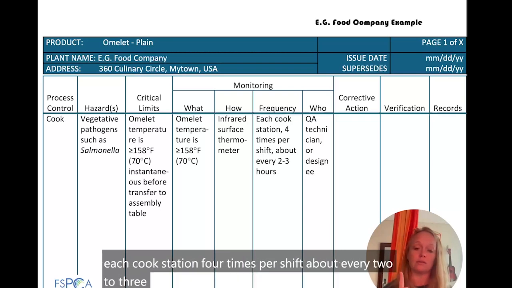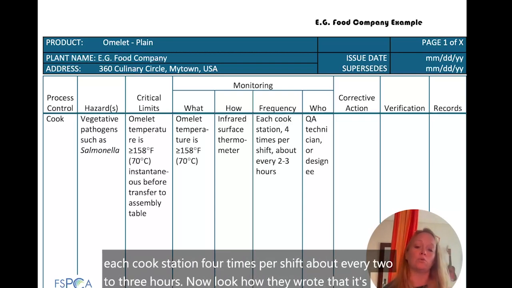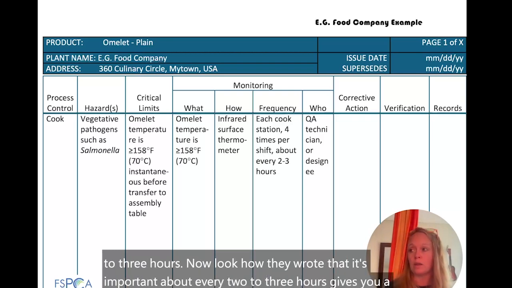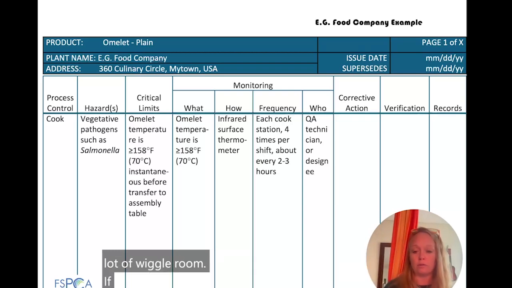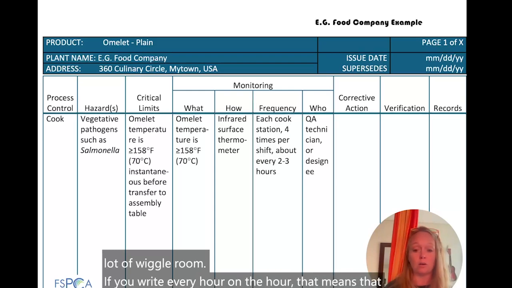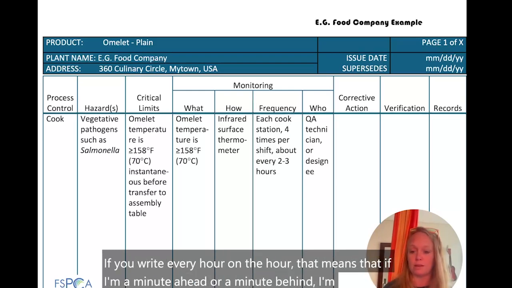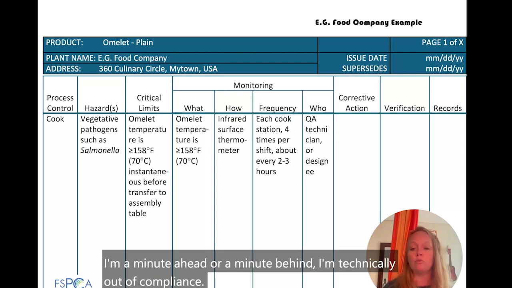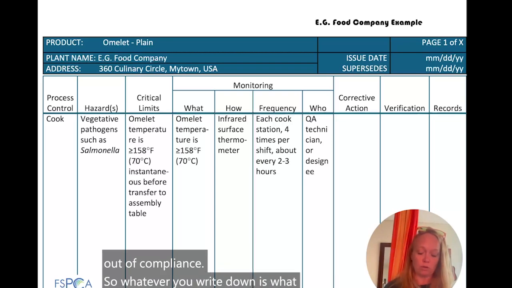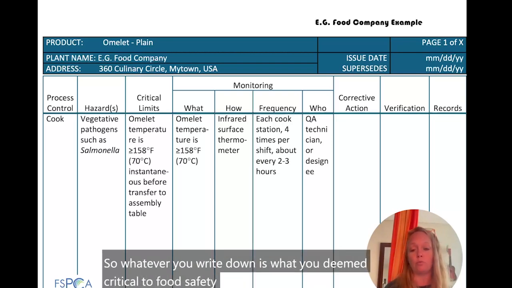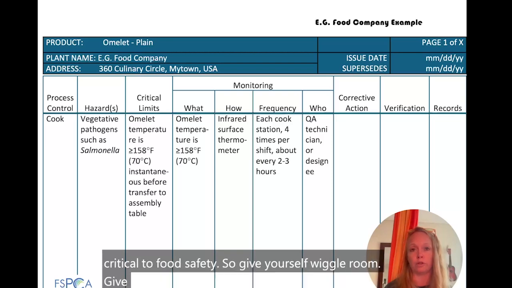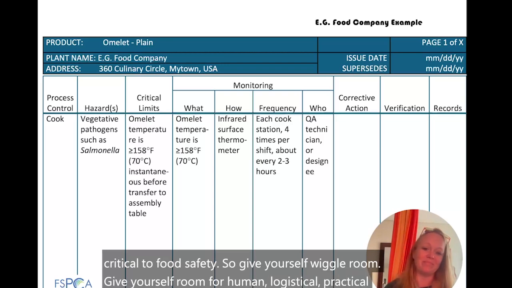Now look how they wrote that. It's important. About every 2 to 3 hours gives you a lot of wiggle room. If you write every hour on the hour, that means that if I'm a minute ahead or a minute behind, I'm technically out of compliance. So whatever you write down is what you deemed critical to food safety. So give yourself wiggle room. Give yourself room for human, logistical, practical matters.